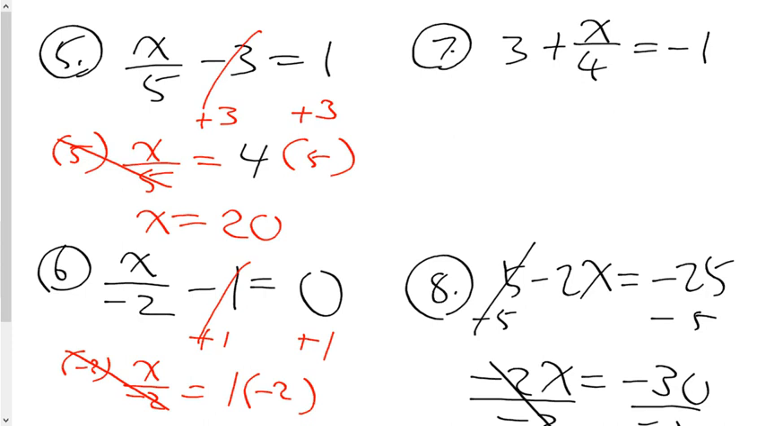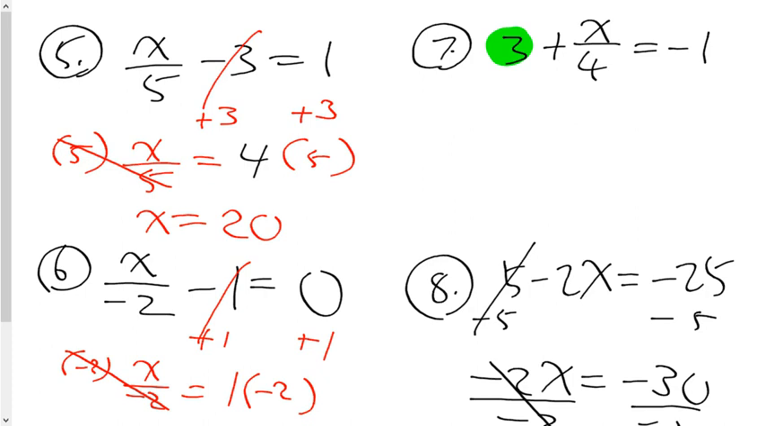Oops, I skipped number 7. Let's go back to 7. So here we have a constant of 3. Show of hands, who can tell me what the coefficient is in this one? What is it, Zach? So the answer is the coefficient is 0.25.